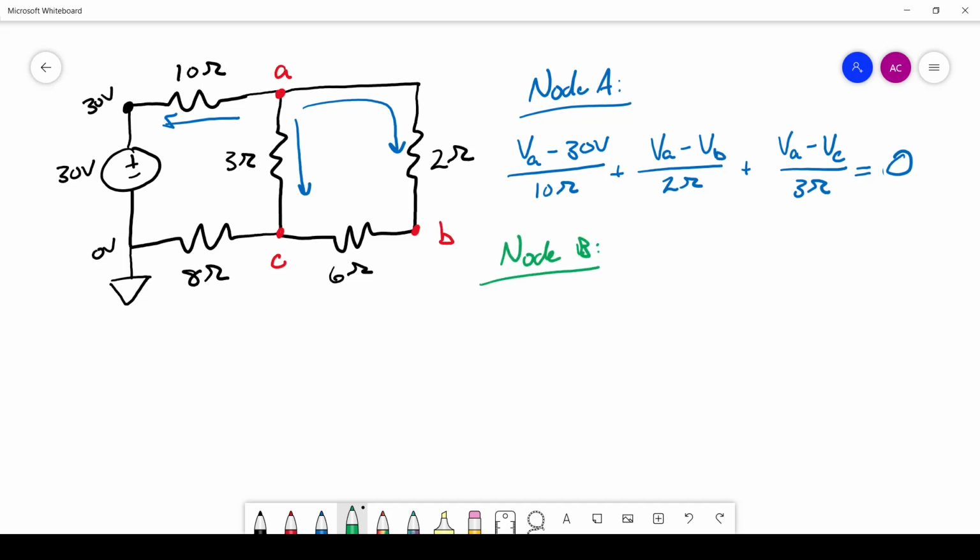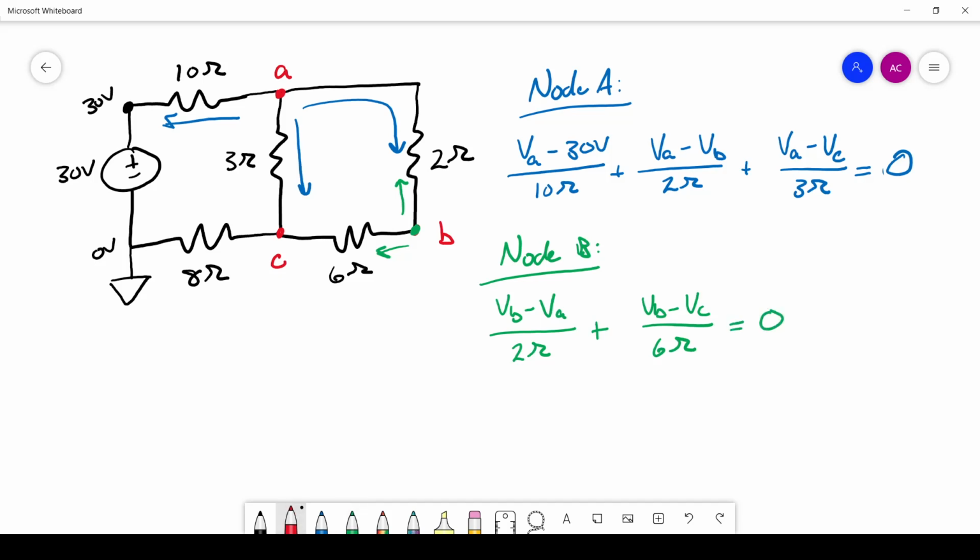Okay, for node B, this one right here. For node B, let's start off with this current here. So this current is going to be VB minus VA over 2 ohms, plus this current going this way, that's VB minus VC over 6 ohms. And that's all the currents we have leaving because we don't have any other branches at node B. So this is going to be equal to 0.